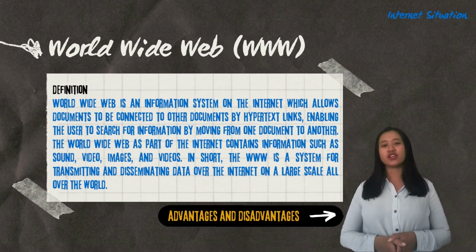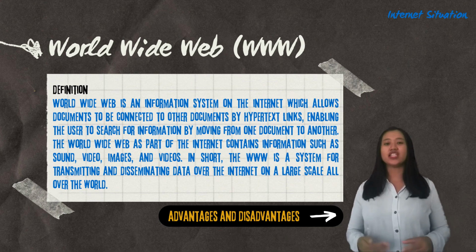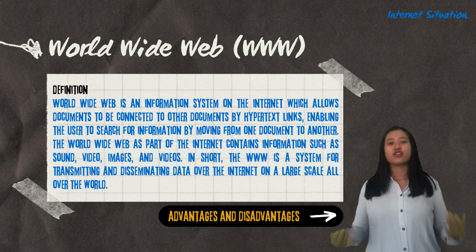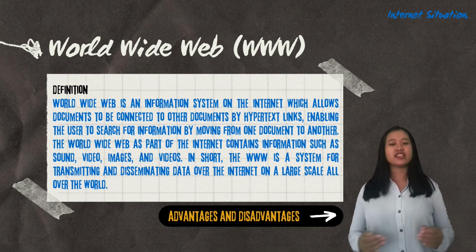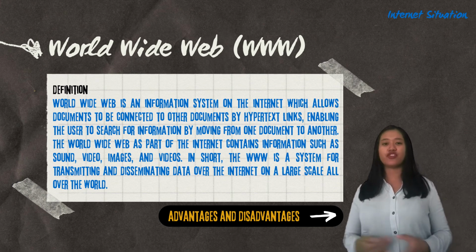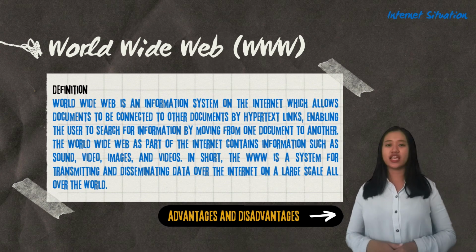Next, we are going to talk about World Wide Web. World Wide Web is an information system on the internet which allows documents to be connected to other documents by hypertext links, enabling the user to search for information by moving from one document to another. The World Wide Web, as a part of the internet, contains information such as sound, video, images, and in short, the www is the system for transmitting and disseminating data over the internet on a large scale all over the world.